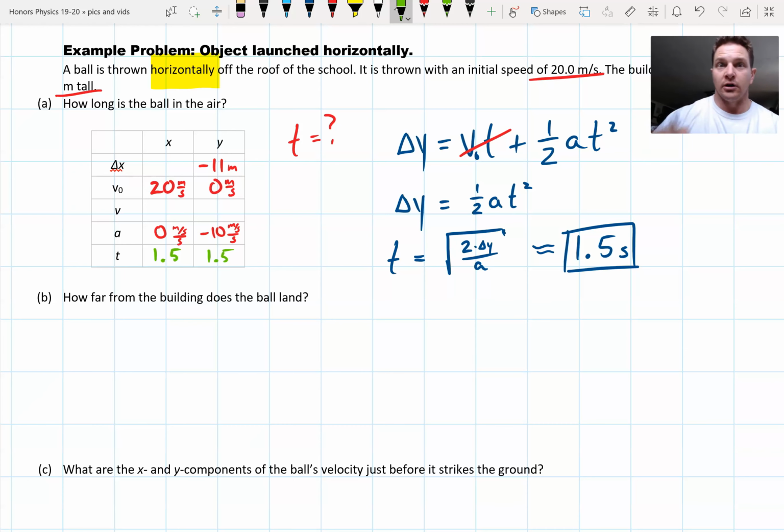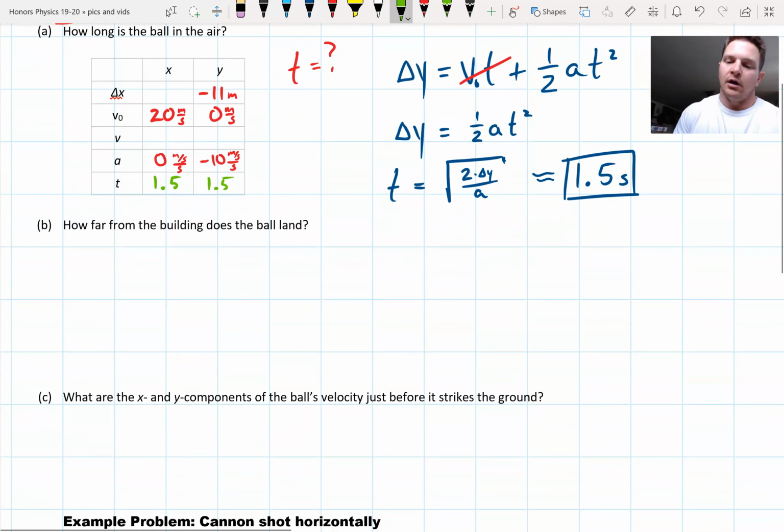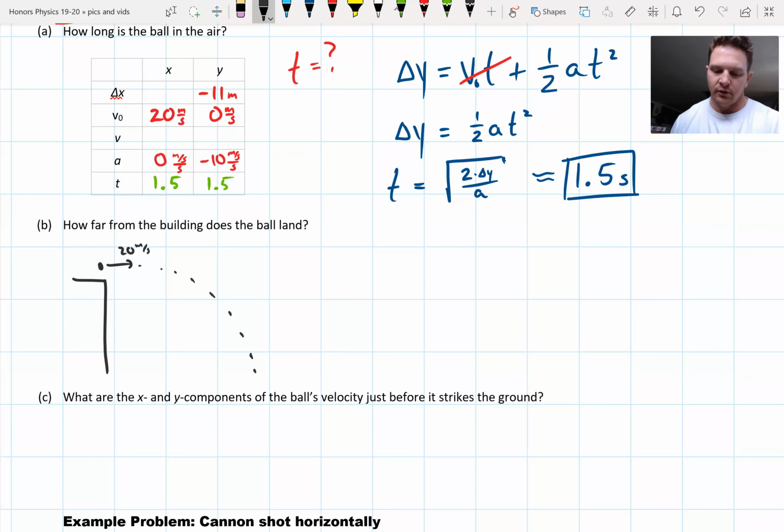Now I have a little more in my table. Part B: how far from the building does the ball land? Imagine this is our building. The ball started going this way at 20 meters per second, and it lands down on the ground. That distance is the how far part. How far is always talking about displacement in the x direction. So that's the entire goal with this one: find the displacement in the x direction.